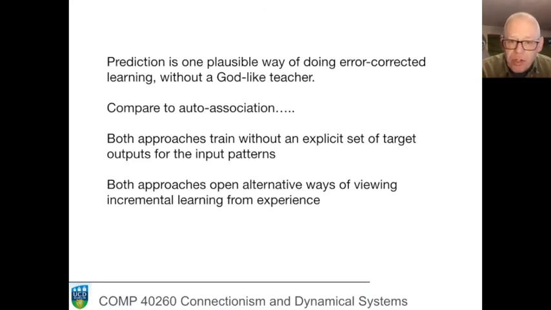Notice that auto-association, although trained by BackProp, also didn't use this godlike character of the supervised learning expert who knows already what the answer is. Both approaches train without an explicit set of target outputs for the input patterns that are separate from the input patterns. And so they both open ways for theorists and modelers to consider different ways in which we might consider the progress of a learner as they develop a skill or a competence in an area. So that's our brief introduction to recurrent neural networks, and we'll be doing something similar to the phoneme prediction task in lab.